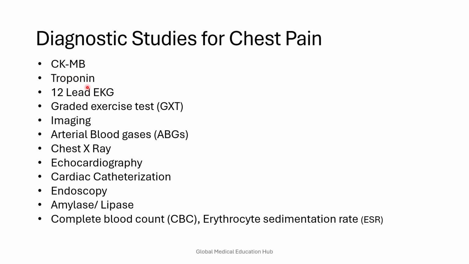CK-MB, troponin, these are the cardiac enzymes that are being ordered. 12-lead EKG, graded exercise test, that's stress test. Couple of imaging studies are being ordered. Arterial blood gas analysis, chest X-ray, echo, cardiac catheterization, endoscopy to rule out GI causes, amylase and lipase to rule out any pancreatic cause, CBC and ESR.